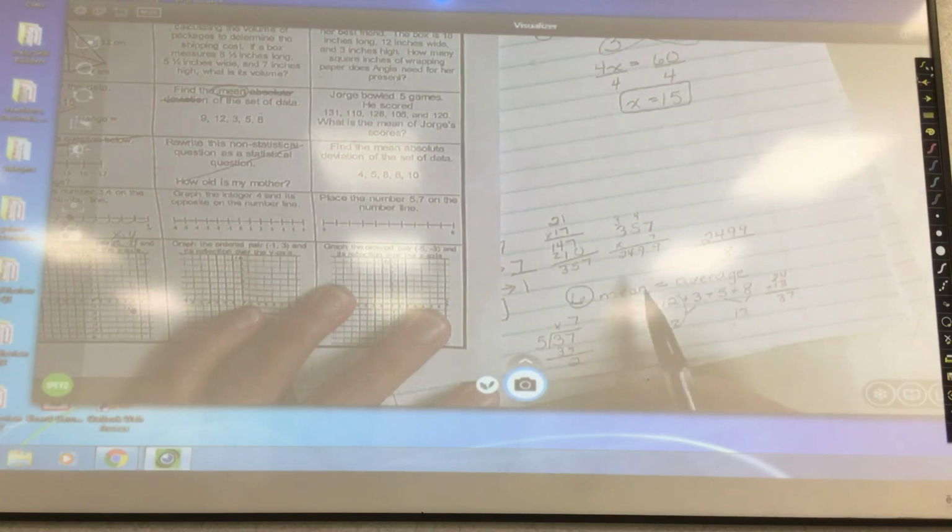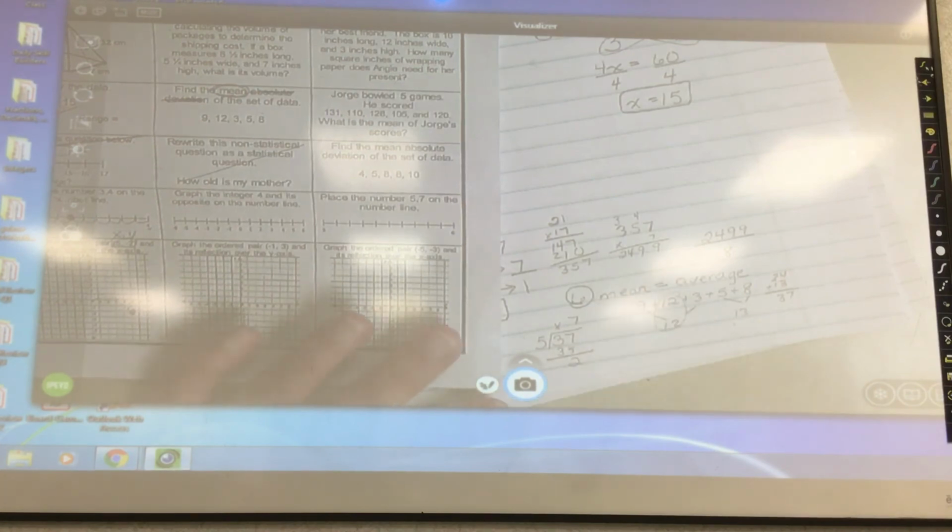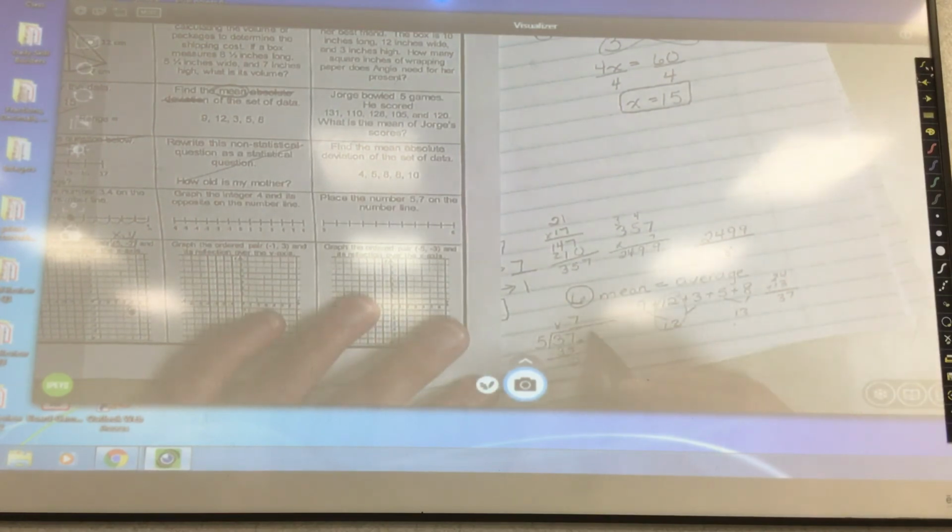Whenever you're working with mean and average, you're not going to make it a mixed number. Anytime you're working with data, you're going to use decimals. So I'm going to have to add a decimal, add a 0. Bring up the decimal, bring down the 0, and 5 goes into 20 4 times. So my answer is 7.4 for the mean.